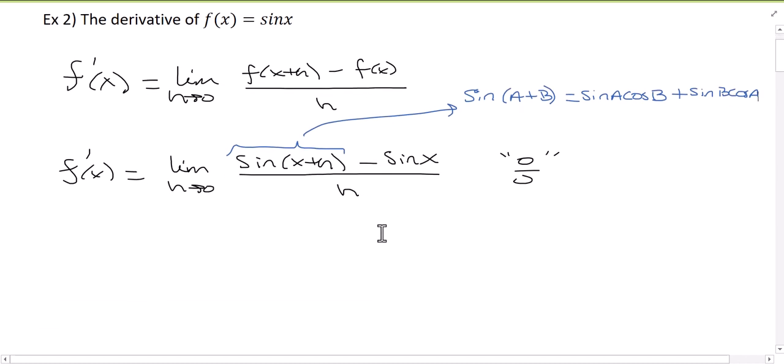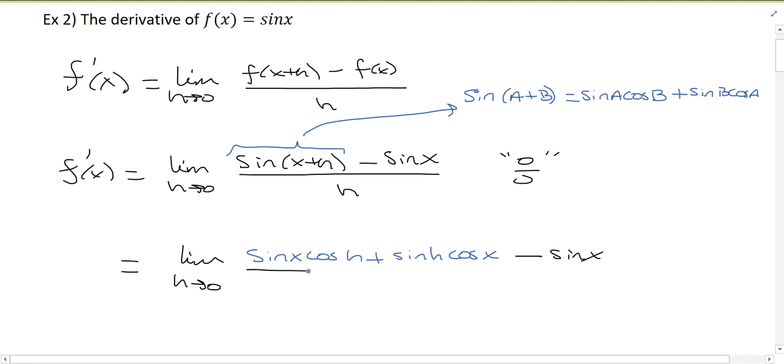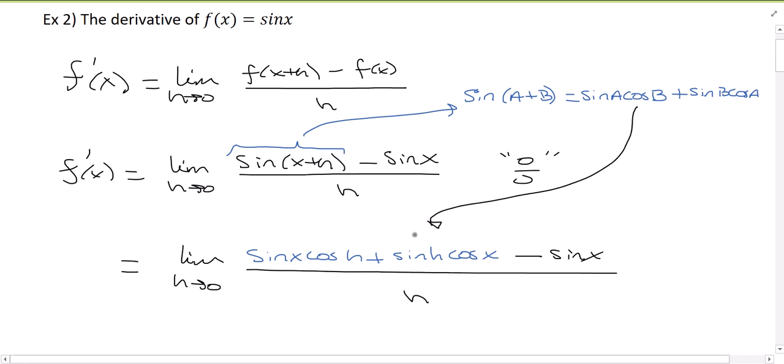So now let's split that up. Using our sum formula for sine of x plus h, a is like x and b is like h, right? So then we're going to have sine x cosine h plus sine h cosine x. And then I still have minus sine x, all over h. So this is our sine of x plus h after using the sum formula for sine.